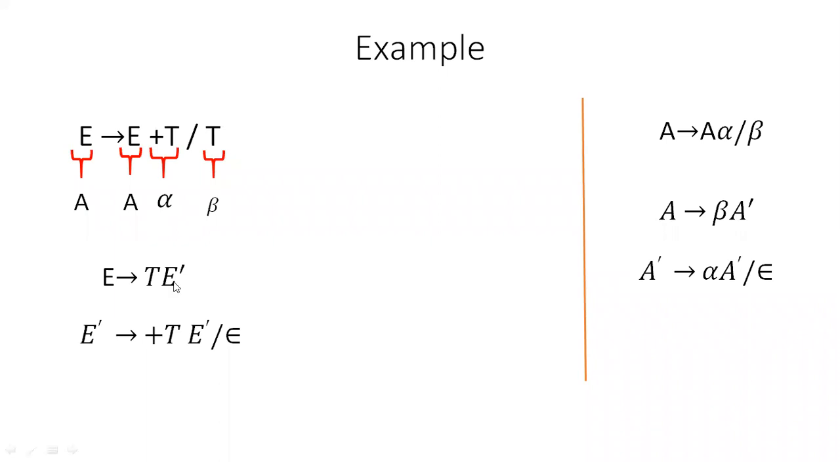7 rules means 1, 2, where E dash is also having an epsilon. See, 1, 2, 3. And for T tends to T star F or F, we are getting 3 rules. This 3 plus that 3, 6. And F tends to id.